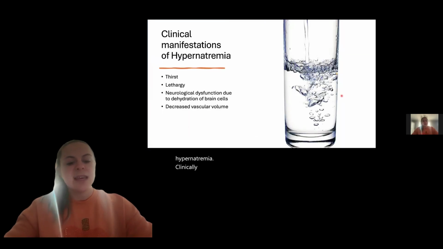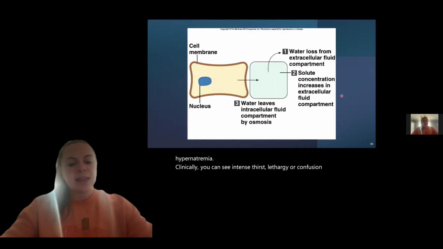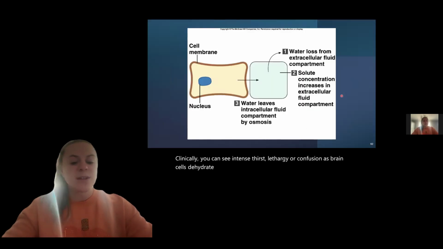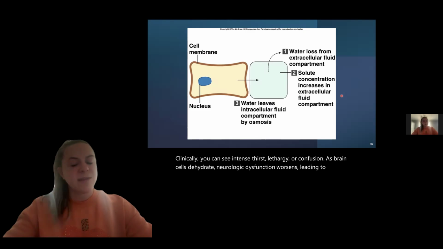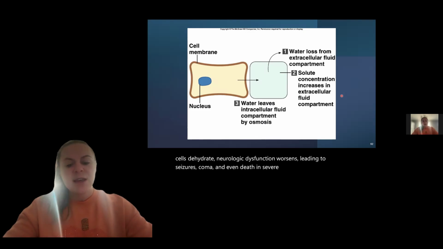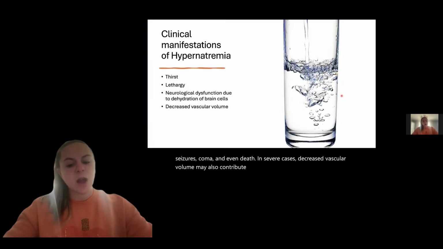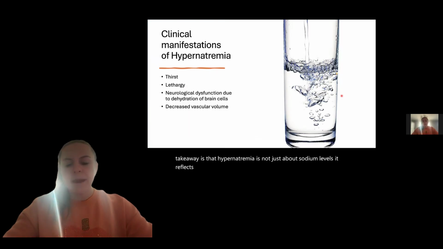Clinically, you can see intense thirst, lethargy, or confusion. As brain cells dehydrate, neurologic dysfunction worsens, leading to seizures, coma, and even death in severe cases. Decreased vascular volume may also contribute to hypotension and shock. And the key takeaway is that hypernatremia is not just about sodium levels, it reflects underlying water imbalance and must be corrected carefully to avoid cerebral edema.